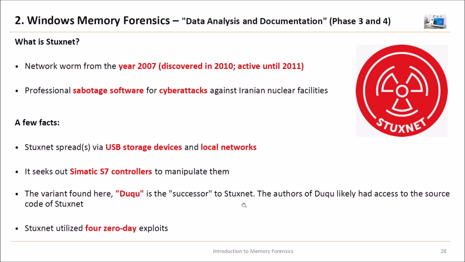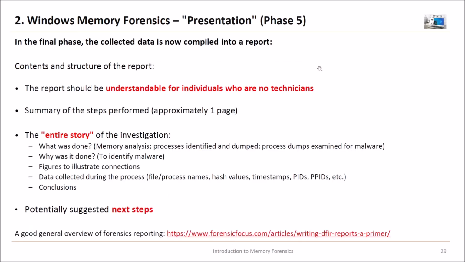There are rumors that this could have been large secret services, for instance from the United States or from Israel. And Stuxnet utilized 4 zero-day exploits to fulfill its purpose. A zero-day exploit is an exploit that has not been publicly discovered yet, so this is a very sophisticated cyber weapon, Stuxnet.